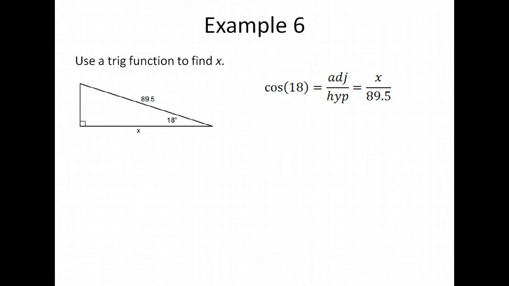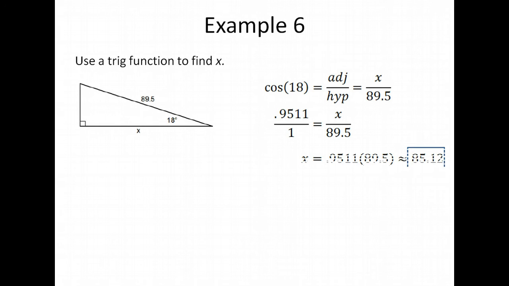Okay, so we find the cosine of 18 in our calculator, which comes up to 0.9511. Set up our proportion, cross multiply, gives us that x is approximately equal to 85.12.